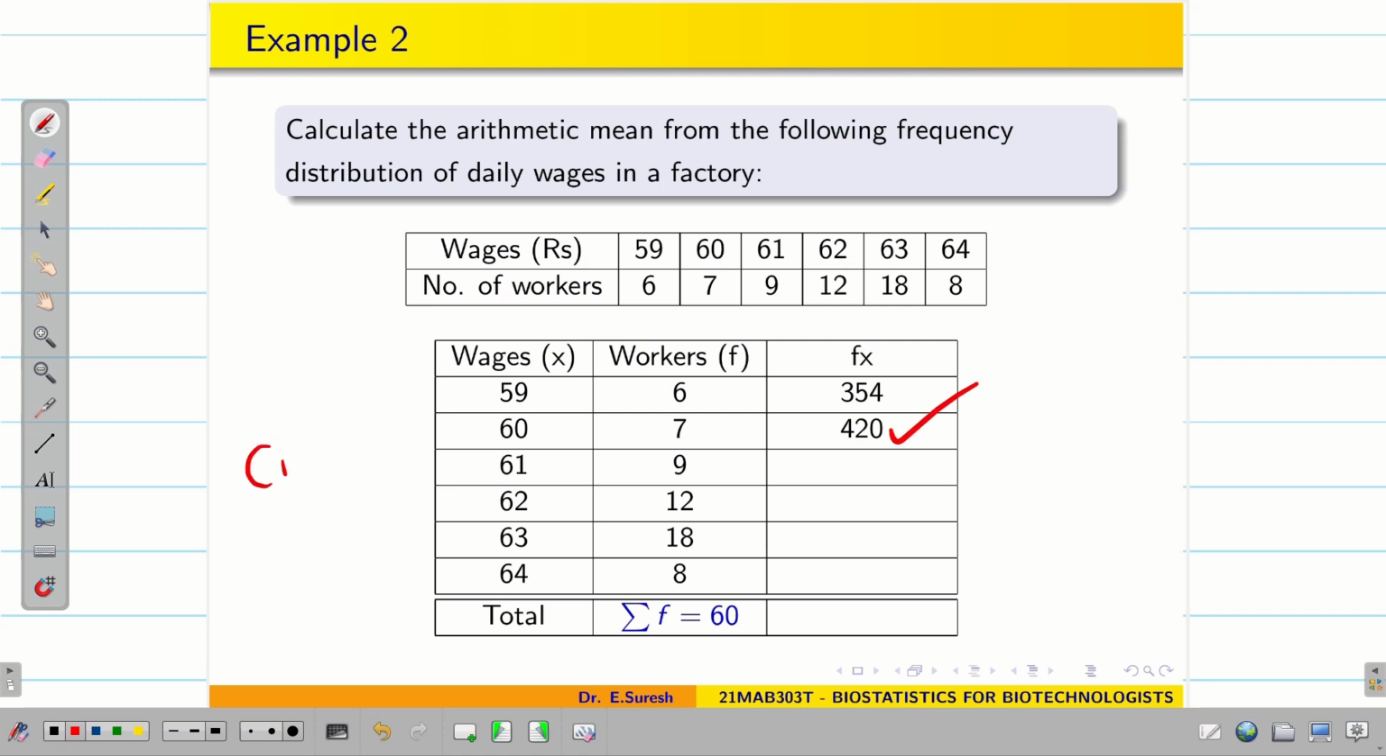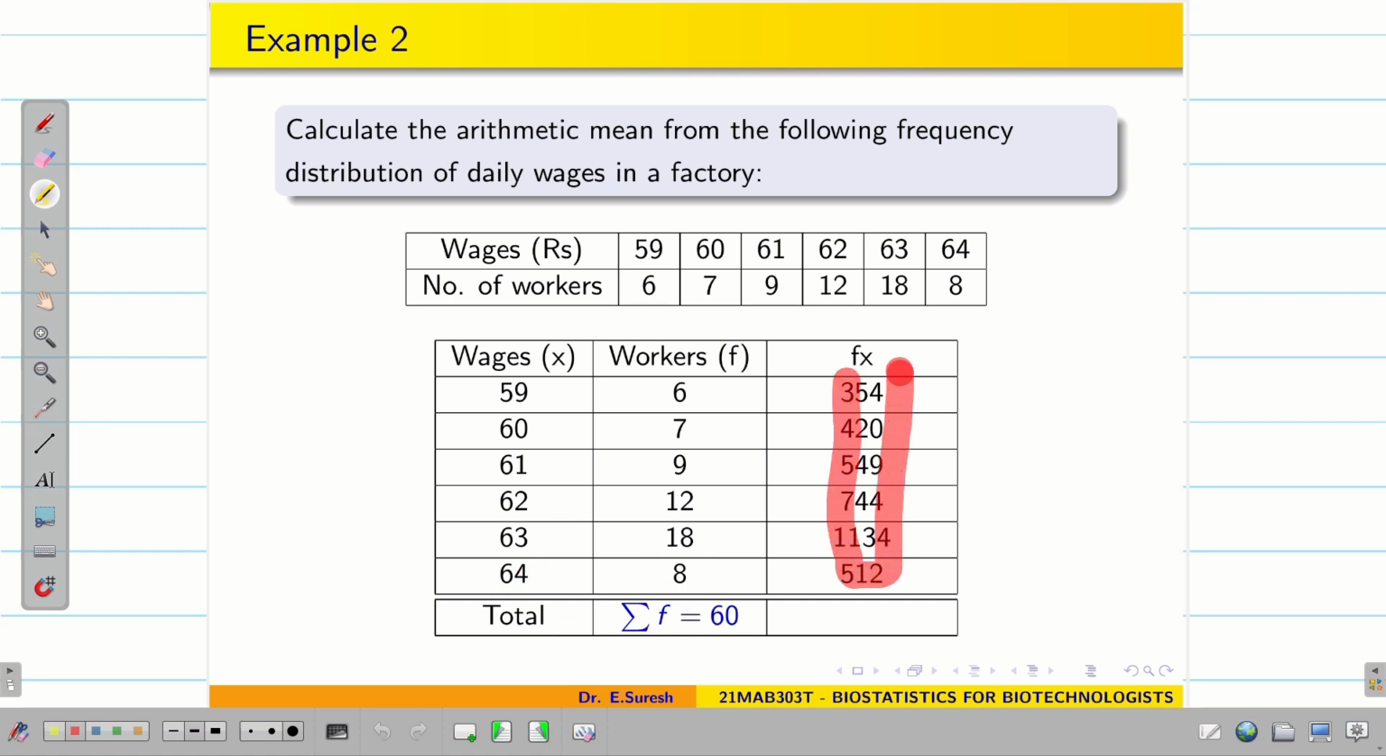In the similar way, now press calc again, then enter 61 and 9. You get 549. Press the calc button, enter 62 and 12. You get 744. Press calc again, enter 63 and 18. You get 1134. Press 64 and press 8.